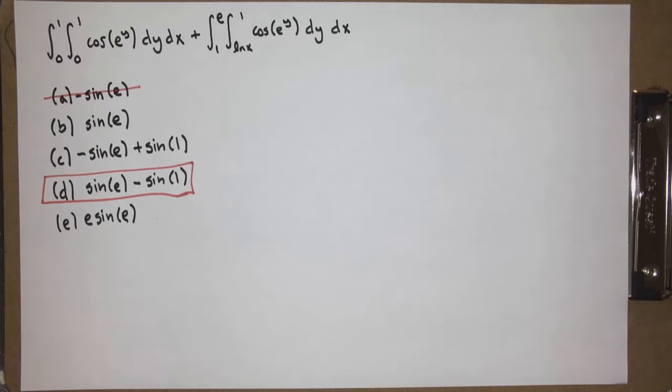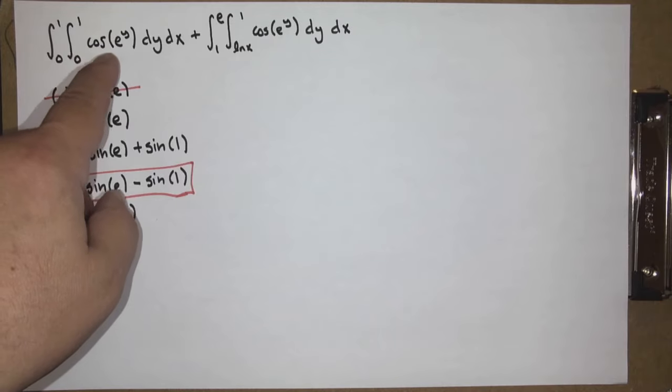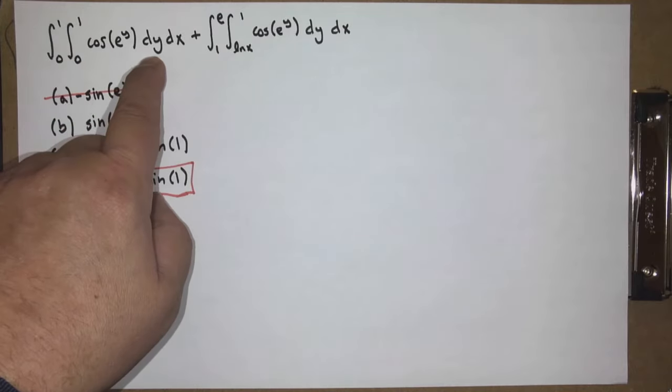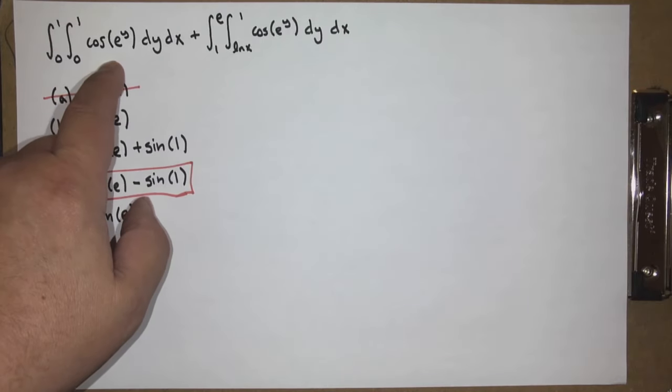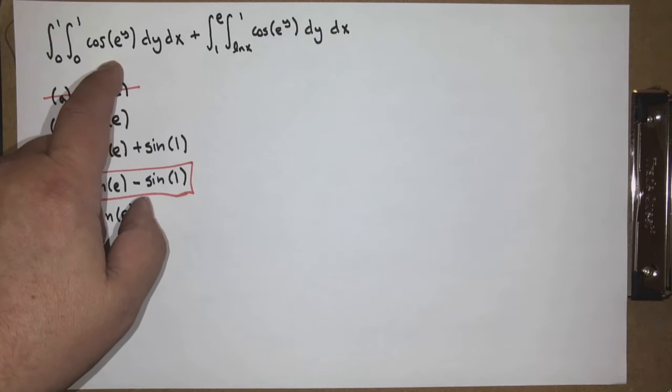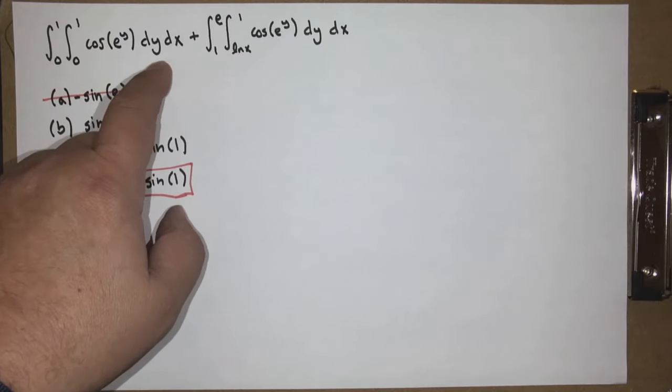Good. So let's talk about this. Now, you look at this integral and say, I don't want to integrate this with respect to y. Well, why don't you want to integrate cosine e to the y with respect to y? Well, because you can't. There's no antiderivative of cosine e to the y. It's just not going to happen. Okay, so you don't want to integrate with respect to y.